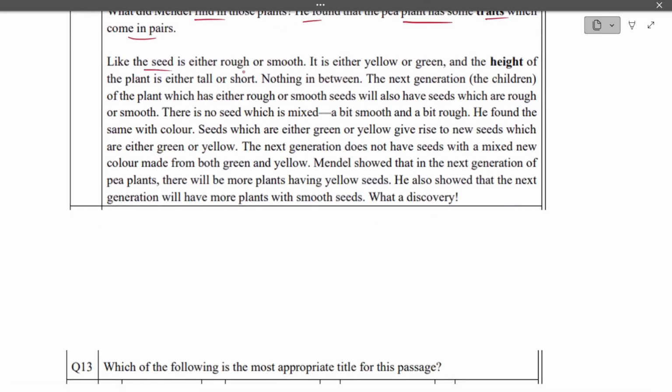Like the seed is either rough or smooth, it is either yellow or green, and the height of the plant is either tall or short, nothing in between. The next generation, the children of the plant which has either rough or smooth seeds, will also have seeds which are rough or smooth. There is no seed which is mixed, a bit smooth and a bit rough. He found the same with color. Seeds which are either green or yellow give rise to new seeds which are either green or yellow. The next generation does not have seeds with a mixed new color made from both green and yellow. Mendel showed that in the next generation of pea plants, there will be more plants having yellow seeds. He also showed that the next generation will have more plants with smooth seeds. What a discovery. Okay, so now we have read the complete passage.